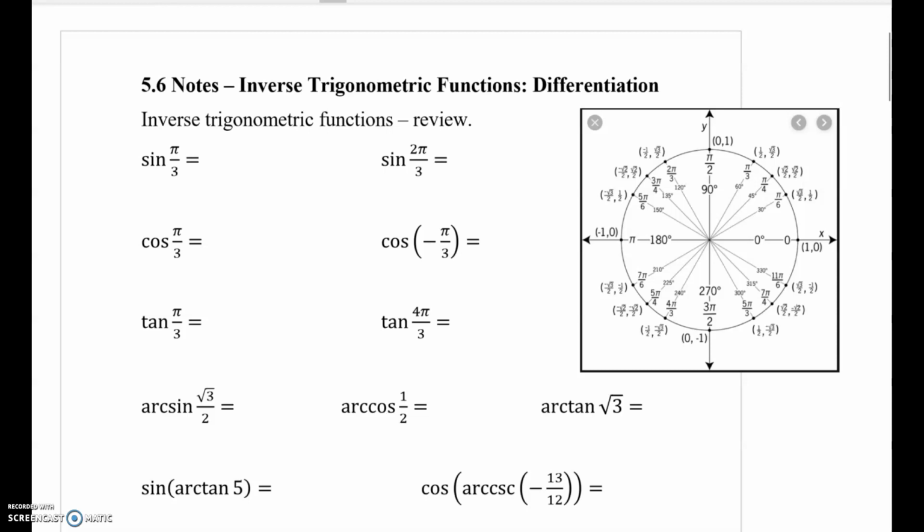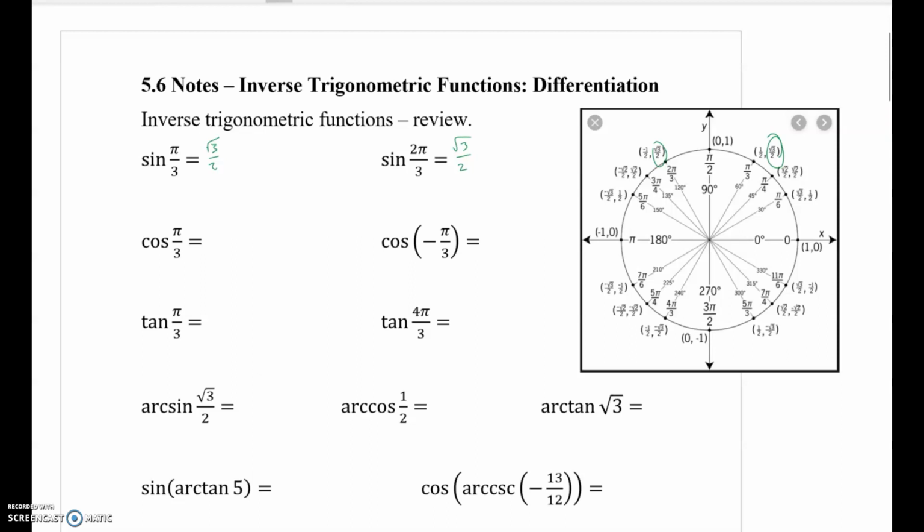Recall that sine of pi over 3 is the y value on the unit circle that corresponds with the angle pi over 3. So therefore that's just root 3 over 2. Sine of 2 pi over 3, well, we'll go to this angle over here and we look at the y value and it's, oh look, root 3 over 2 again. That shouldn't be surprising. We've seen these functions before.